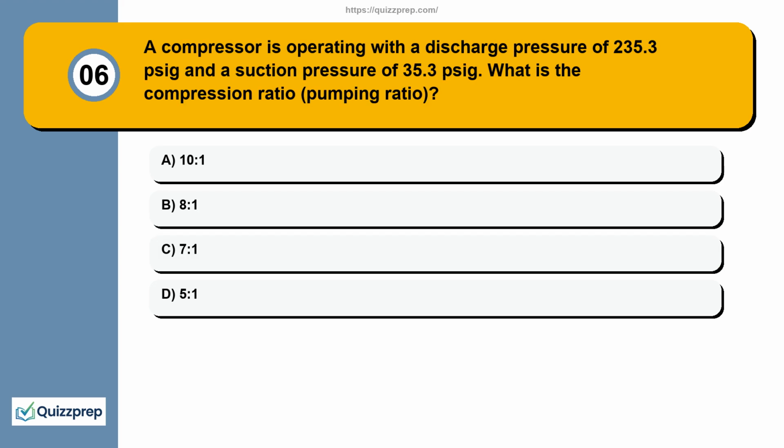Question 6. A compressor is operating with a discharge pressure of 235.3 psig and a suction pressure of 35.3 psig. What is the compression ratio, pumping ratio? 10:1, 8:1, 7:1, 5:1.